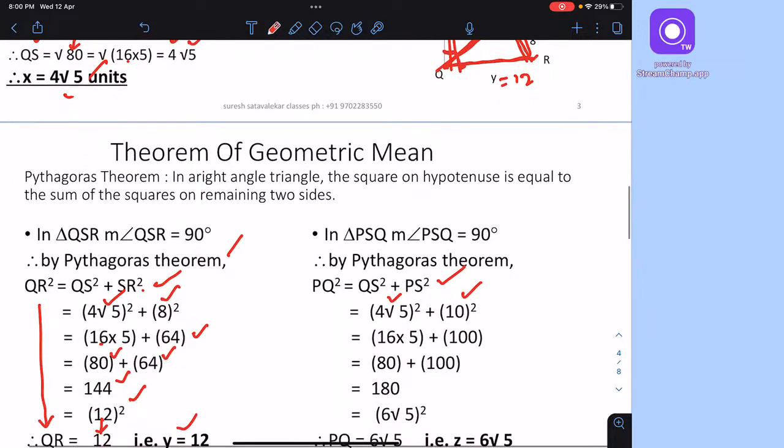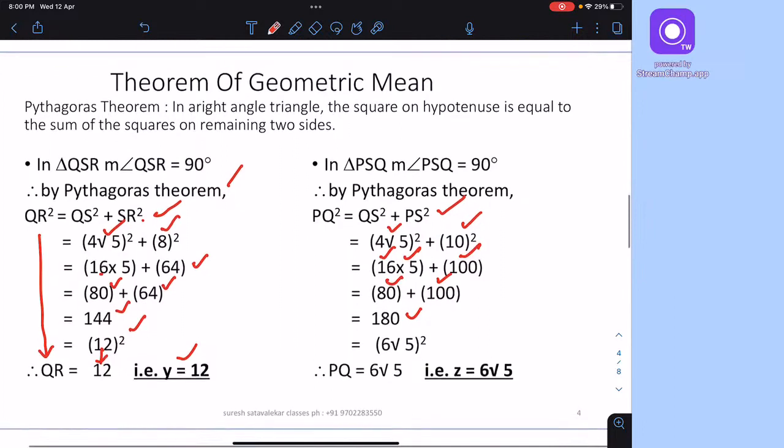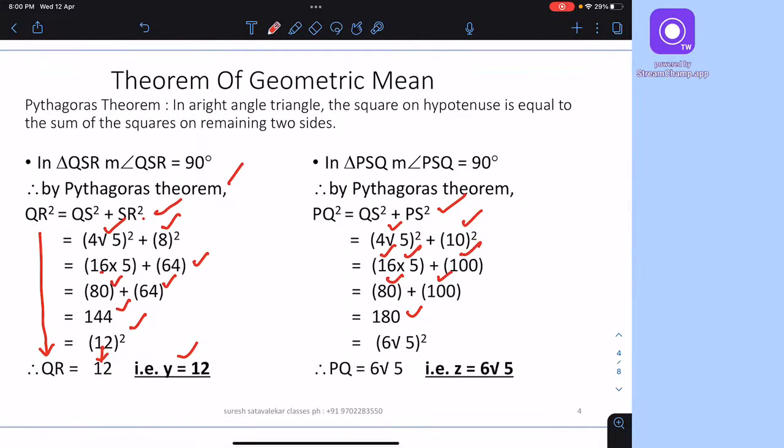4 root 5 square means 4 square is 16, root 5 square is 5, and 10 square is 100. 16 into 5 is 80, and 100 is 100. 80 plus 100 is 180. And therefore, we want to find PQ.